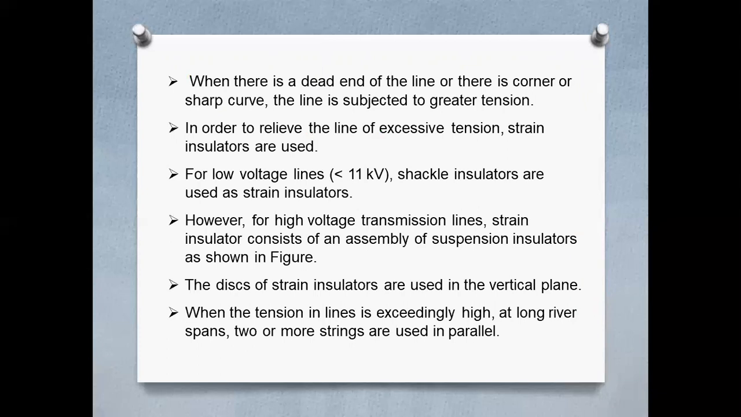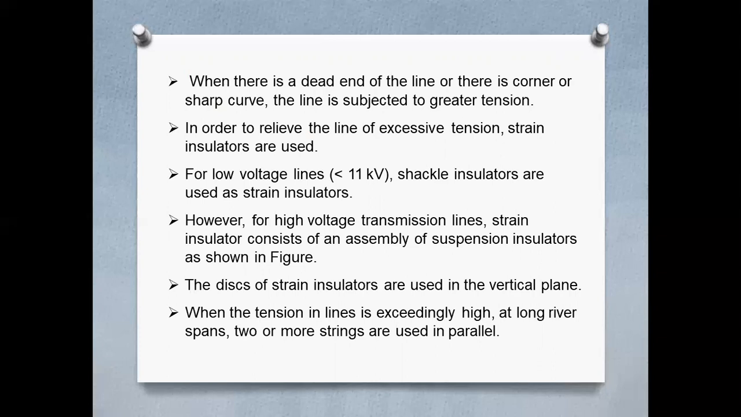You see, we have a transmission line going straight way, and at some point we cannot take it all straight, right? There will be bends, there will be turnings and all. And when a river comes, if the river is too long, the line should go too much length. Such problems are there. When tension in the line is exceeding at long river spans or two or more strings are used in parallel, that condition, the tension will be very high. So in order to relieve the line of excessive tension, strain insulators are used.